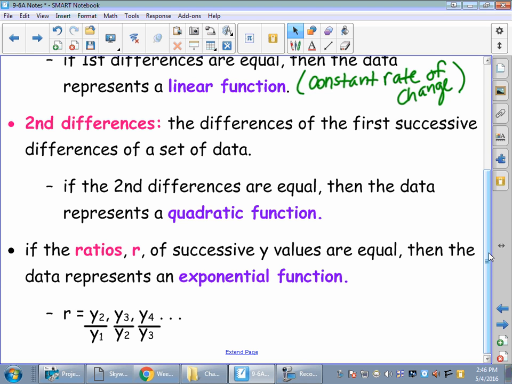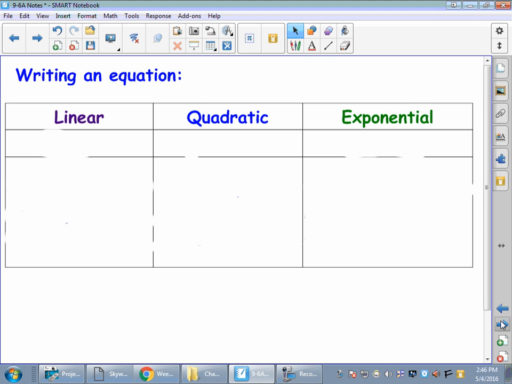So linear, first differences are equal. Quadratic, the second differences are equal. And exponential, the ratios are equal. So let's go ahead and we'll do that in just a second. But I also want to talk about what you do after you say it's linear, quadratic, or exponential. What are we going to do from there?